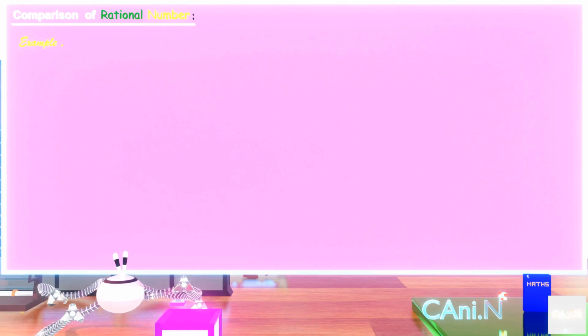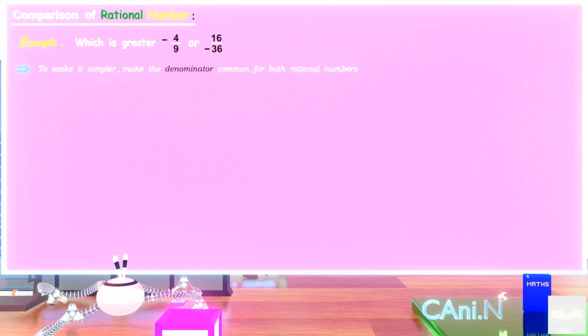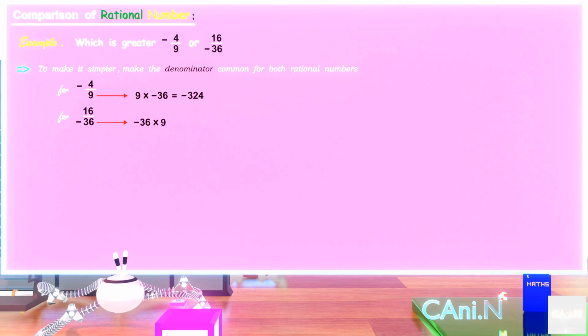Comparison of rational numbers. Example. Which is greater, minus 4 by 9, or 16 by minus 36? To make it simpler, make the denominator common for both rational numbers. Since we are comparing rational numbers minus 4 by 9 and 16 by minus 36, for rational number minus 4 by 9, if we multiply denominator 9 with minus 36, we get minus 324. For rational number 16 by minus 36, if we multiply denominator minus 36 with 9, we get minus 324.